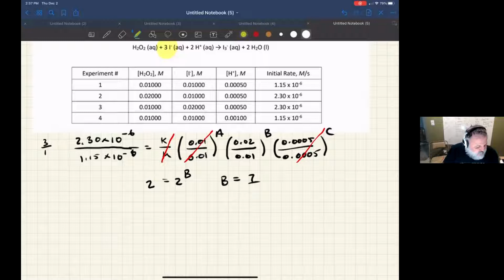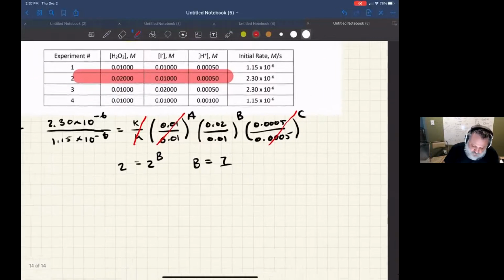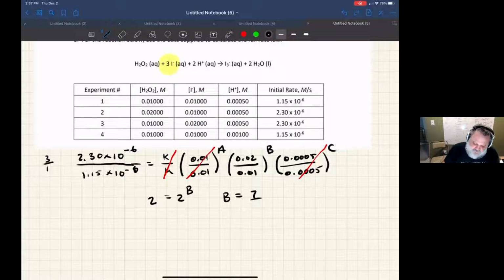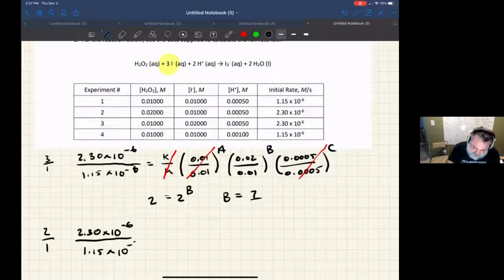And so now let's figure out what's going on with the order with respect to, it looks like H2O2. If I take a look at experiment number 2 and experiment number 1, then what stays constant? It looks like everything is constant here and here, so I'll be able to figure out hydrogen peroxide now. So let's go ahead and do that then. So it's 2 divided by 1. And so what do I get? I get 2.30 times 10 to the negative 6 divided by 1.15 times 10 to the negative 6.